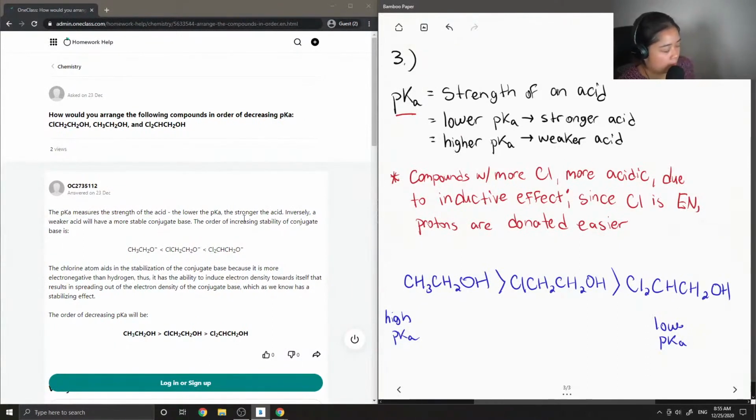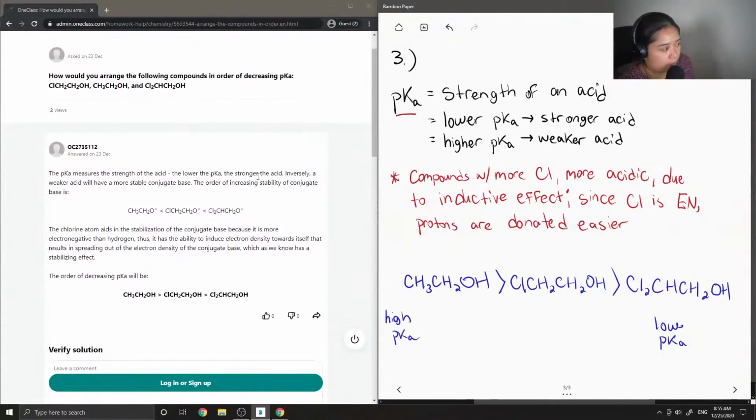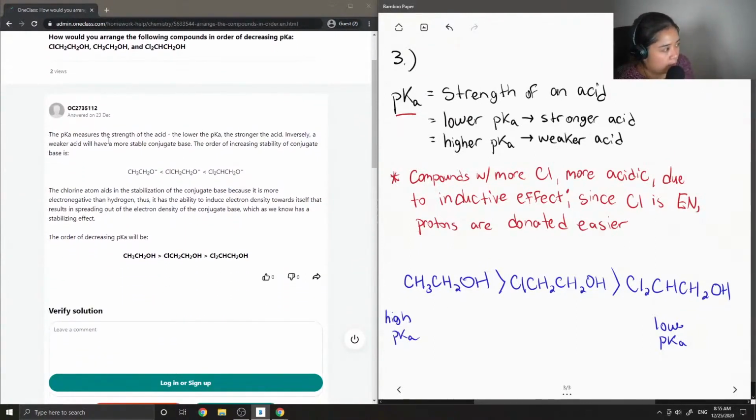Okay, so now let's see what the junior tutor said. The pKa measures the strength of the acid. The lower the pKa, the stronger the acid. Inversely, a weaker acid will have a less stable conjugate base. The order of increasing stability of conjugate base is, and then they show all the different acids when they're deprotonated, so that's what the conjugate base is.